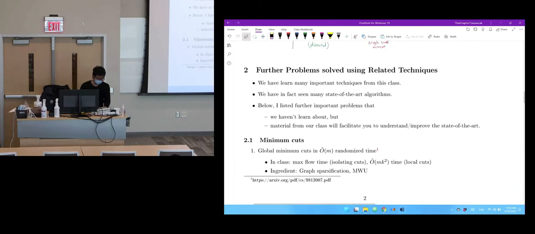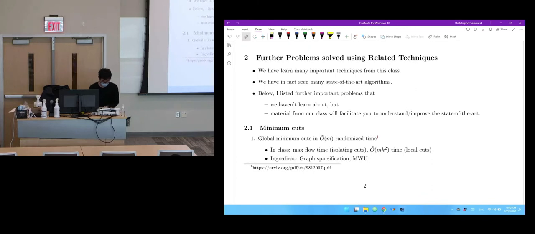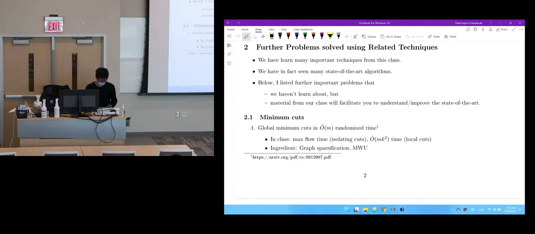I would like to just mention that we have learned a lot of important techniques already, and many things are just the state of the art. But I want to list some further important problems that we haven't learned about. Basically, the techniques from this class are related, and if you want to look at these problems and try to push for the state of the art, maybe things from this class are useful.